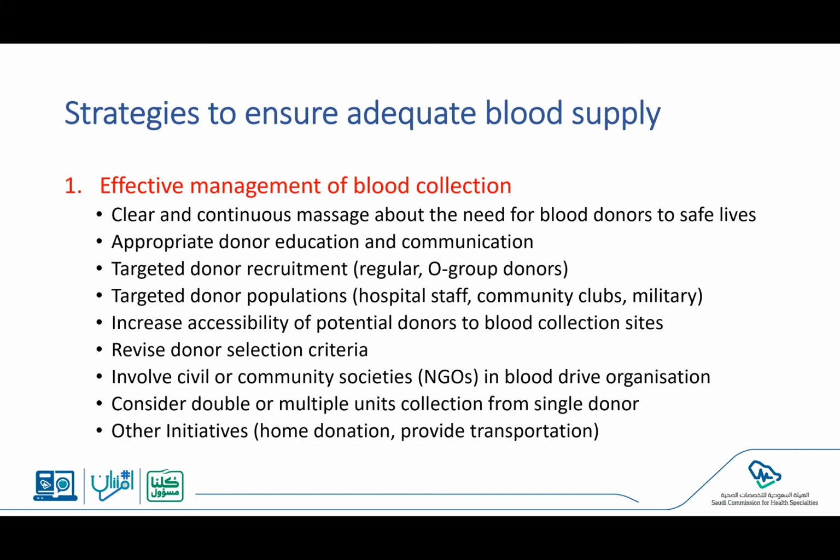We can have a plan which is very effective, starting with regular donors who are known to be easily recruited again. We can also have targeted donor recruitment based on blood groups, for example group O. We can target populations like hospital staff, which we used in the first few days of the pandemic, and it was very effective. We can also go to community clubs, and approach military institutions, which, alhamdulillah, are very helpful and working, so they are not affected by the closure of different institutions.